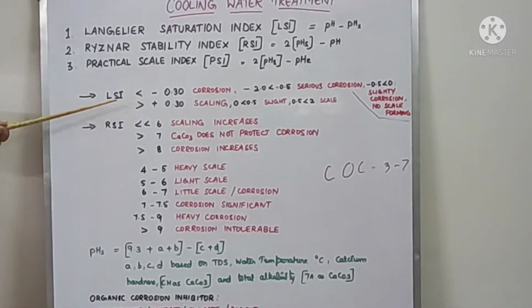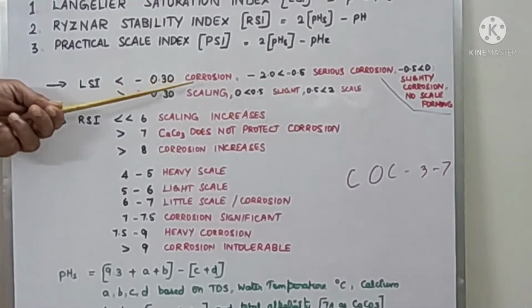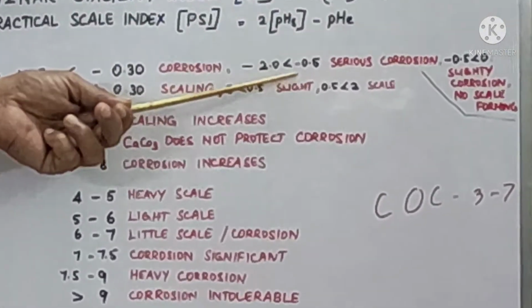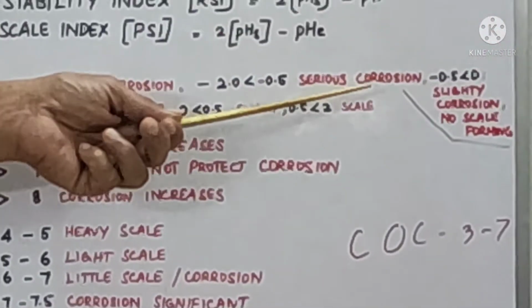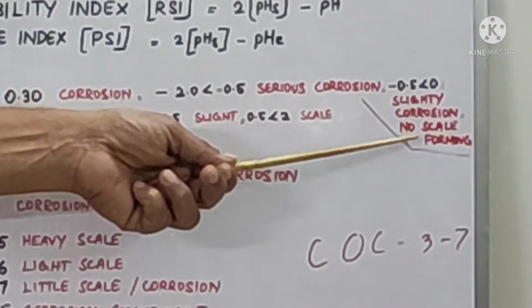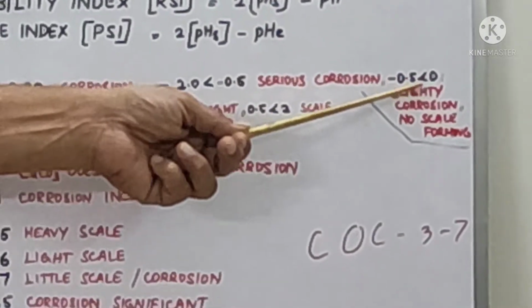If the LSI value is less than minus 0.3, it will tend to corrosion. If it is between minus 2 to minus 0.5, serious corrosion. If it is between minus 0.5 to less than 0, slightly corrosive, but no scaling, no scale formation is there. This is a very good value.